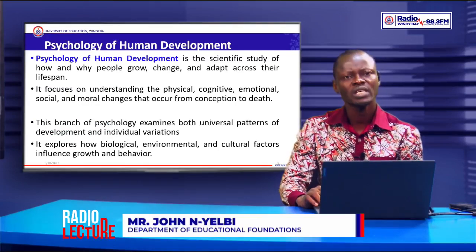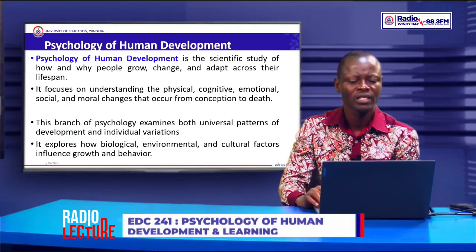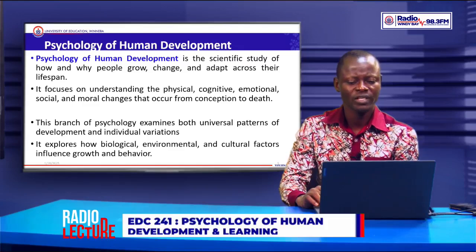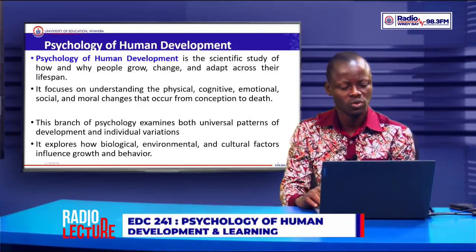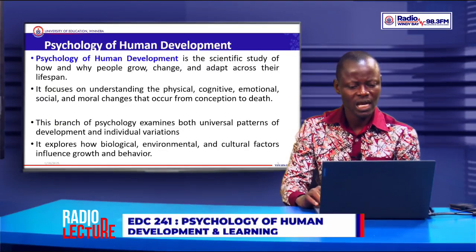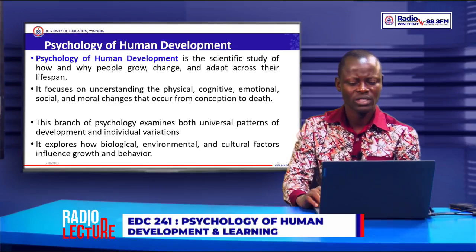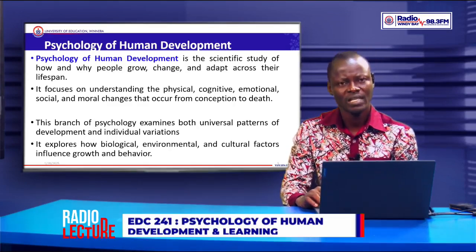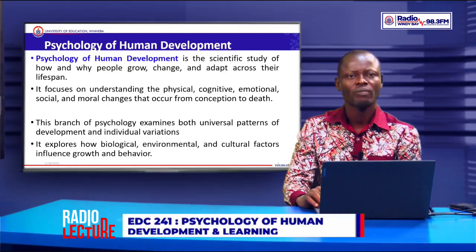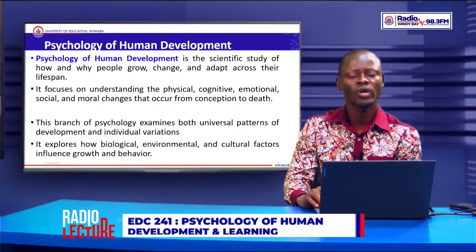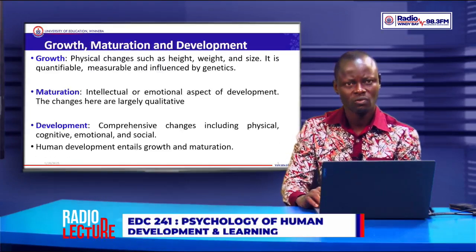Then psychology of human development and learning is something that we need to understand in terms of the physical, cognitive, emotional, social, and moral changes that occur from conception to death. In terms of this branch of psychology, looking at development and individual variations, we understand that as humans we are very unique and cannot be the same. In terms of our biological makeup, the environment where we find ourselves, and the cultural factors that influence how we grow and behave are unique to every individual.